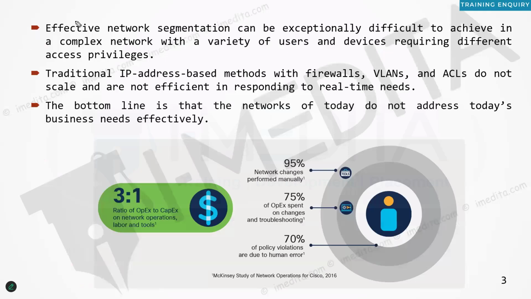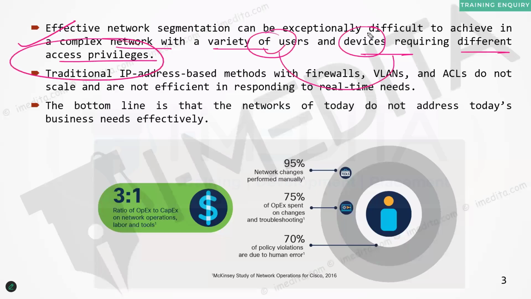Effective network segmentation can be exceptionally difficult to achieve in a complex network with a variety of users and devices requiring different access privileges. We have different types of users, we have different types of devices. Different users have access to different devices. Configuring the policies and the access privileges for different types of users for different devices will get more and more complex as things go on.